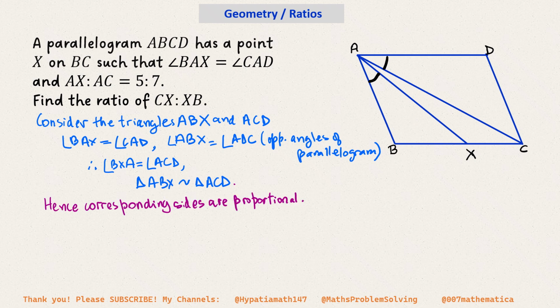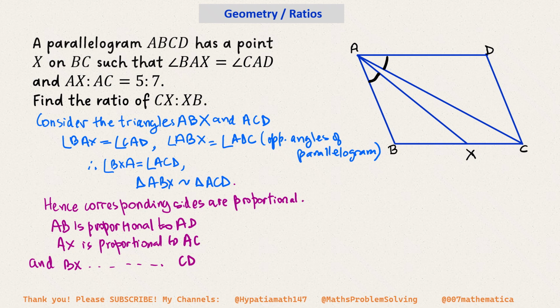Once they are similar, we know that the corresponding sides are proportional. Here we need to be careful about which sides are proportional. Because these two angles are equal, if you place one angle on top of the other, you can easily see which sides correspond. So side AB would correspond to side CD, and AX is proportional to AC.